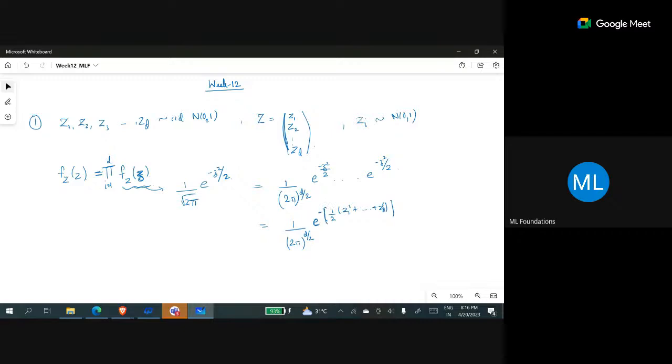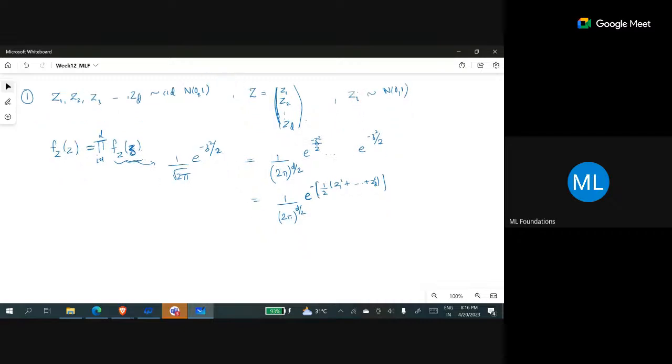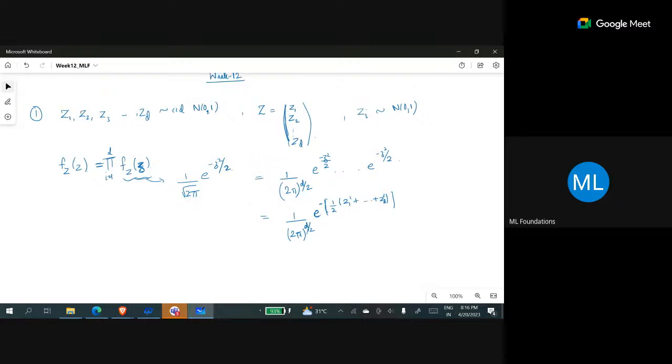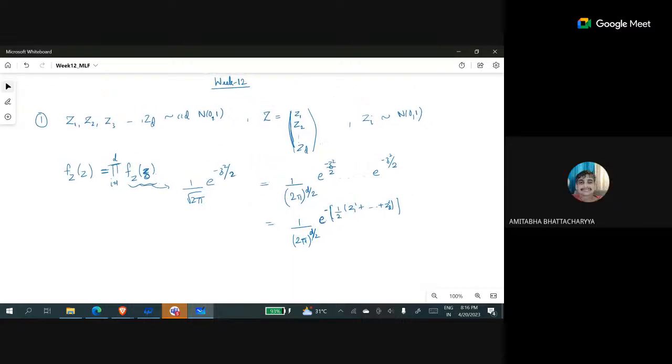And since I am looking at z1, z2, up to zd as a vector, I'm sorry, is it 2 pi to the d by 2 or 1 by 2? It is d by 2, right? Because you're doing the multiplication d times. So it will be d by 2. Here d is the number of samples.